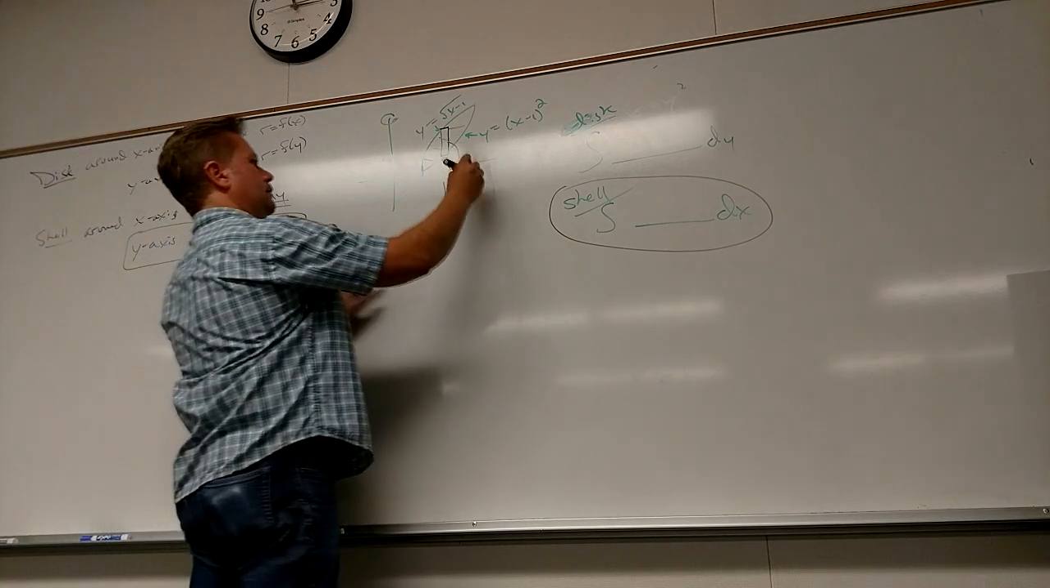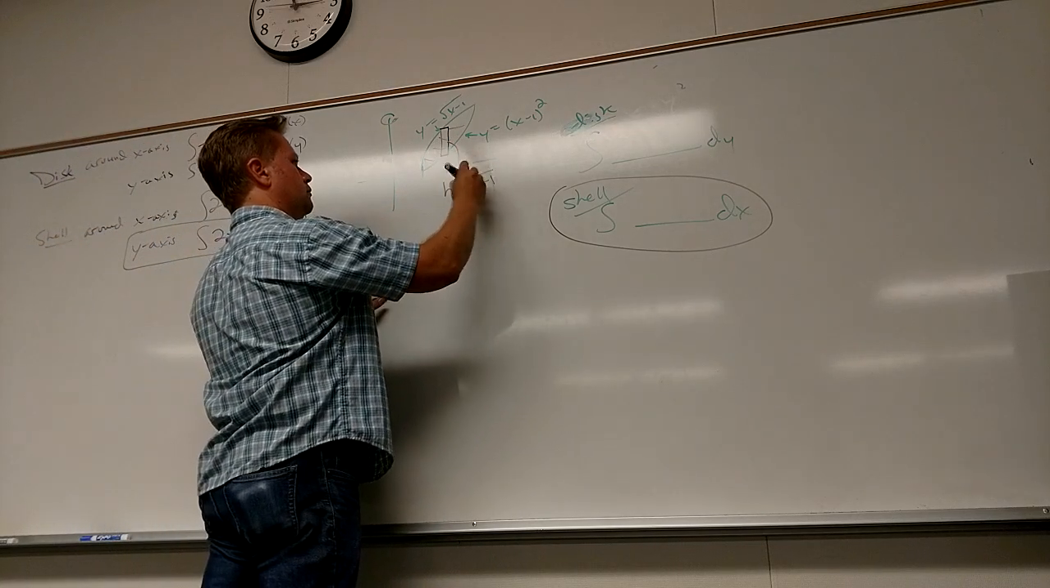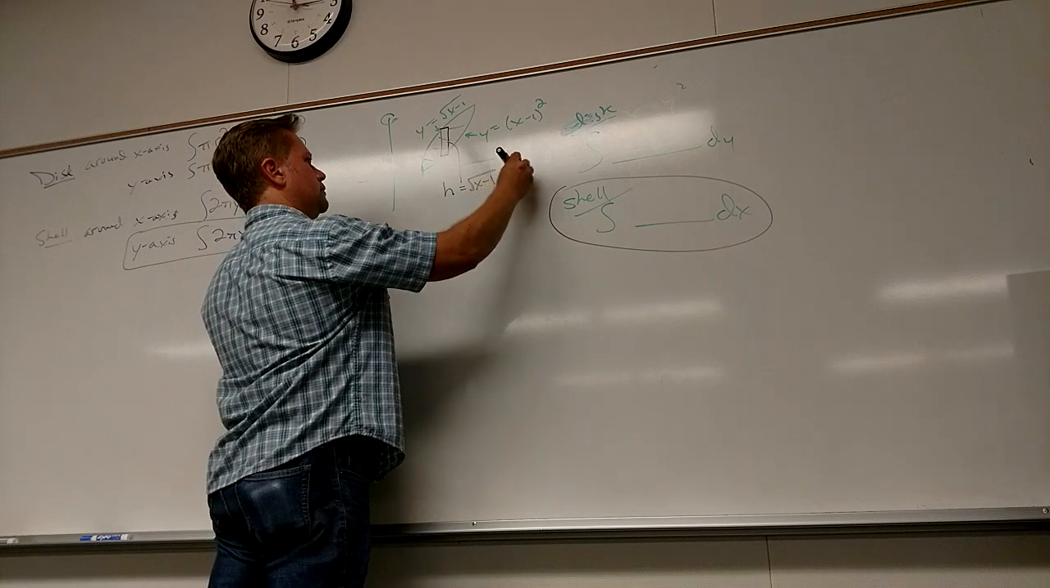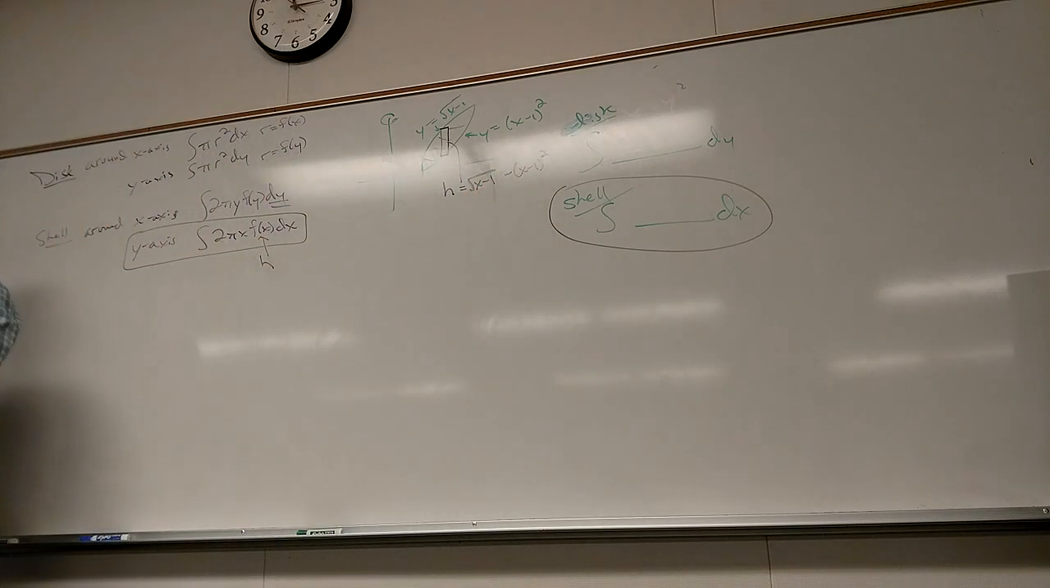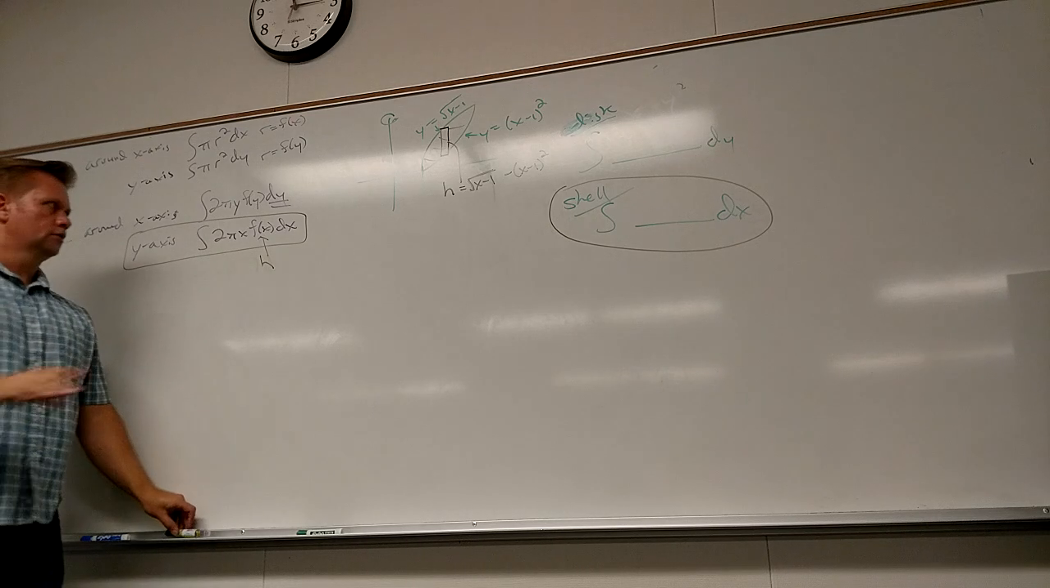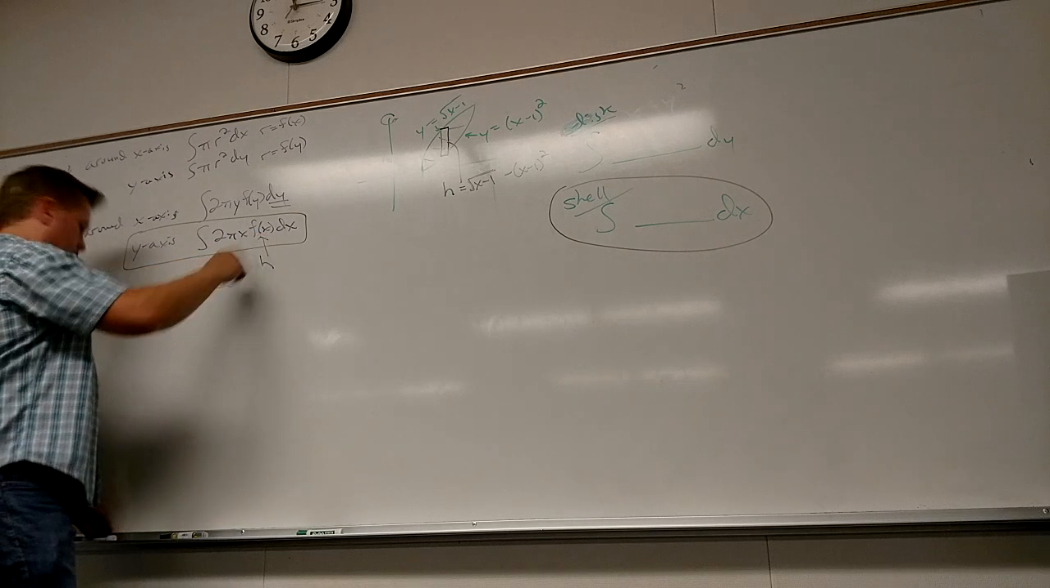So here the height is square root of x minus 1 minus (x minus 1) squared. That's the height. Okay, I like it. So we got that piece figured out.